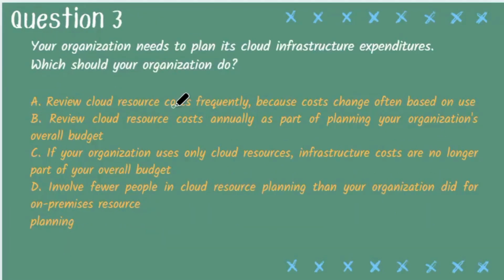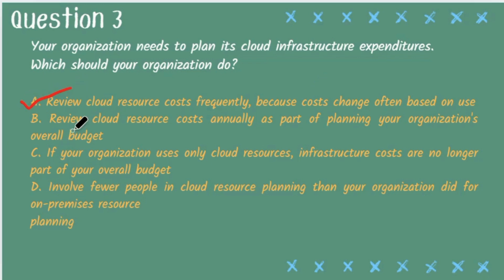Now let's look at question number 3. Your organization needs to plan its cloud infrastructure expenditures. Which should your organization do? Option A: review your cloud resources frequently because costs change often based on use. This is okay. Let's see what the other options are.